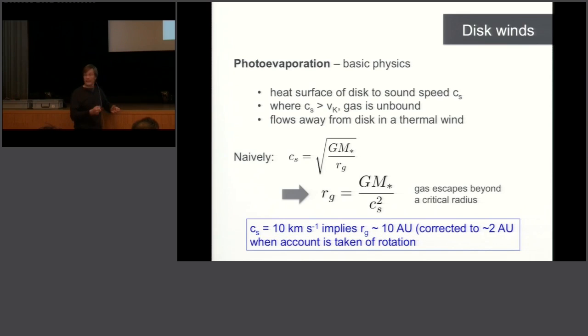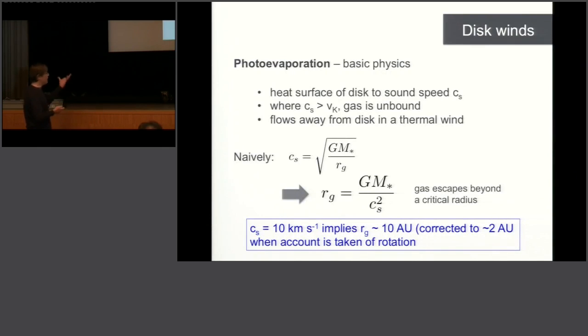So what this means is that if you could heat the disk so that the surface was at this sound speed, then actually a rather large area of the disk would be unstable to escaping. Even if we don't heat it so strongly, and we'll see later, there are other mechanisms beyond extreme ultraviolet radiation that give a lower temperature to the disk surface. But if the disk is 100 AU in size, even a lower temperature will still have a large region of the disk where this material could escape.